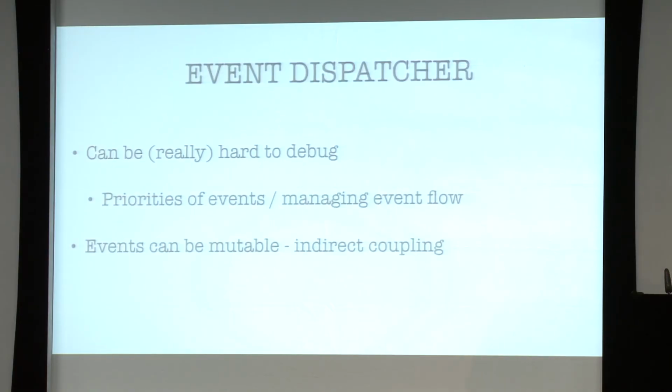The problem with the event dispatcher that I have, and many other people have, is that it can be really hard to debug and see what's happening there, and when an object is called, or when a listener is not called because the propagation was stopped, and so on. So it becomes really hard to debug, especially with managing the flow. And the biggest problem that I have is that events can be mutable, which introduces indirect coupling. It's also hard to test because you cannot unit test it. You usually have to do some functional test. You have to set up everything, do the configuration, and then you can actually test it.